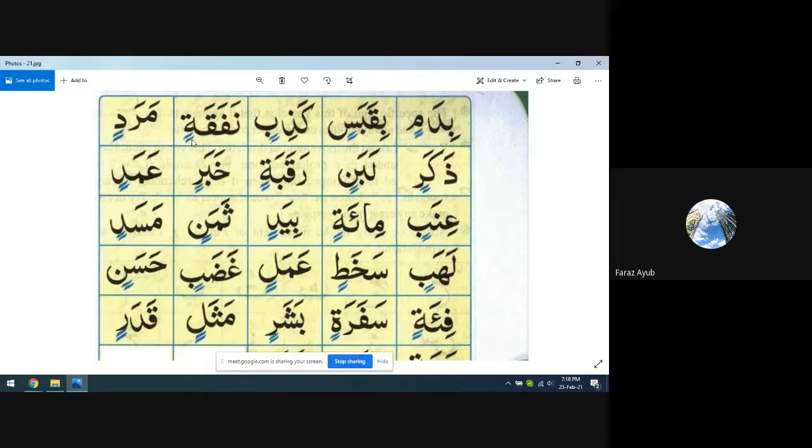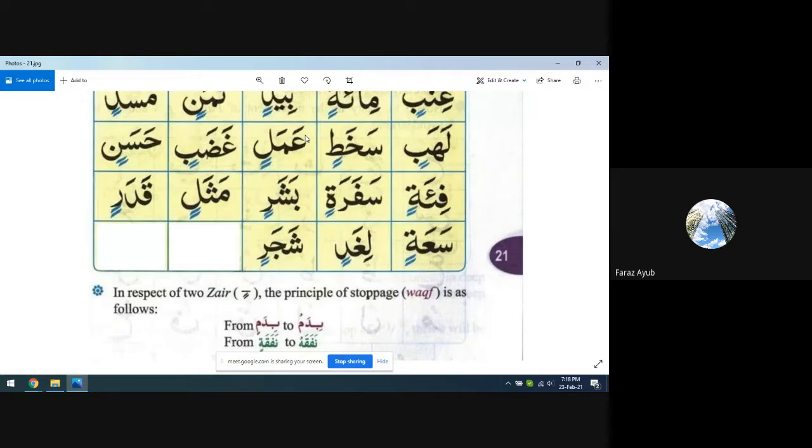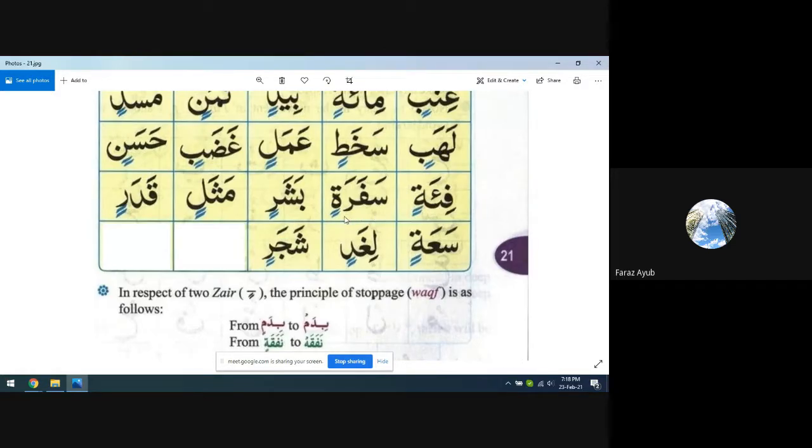This is nafaqatin. But if you want to stop on it, if you want to waqf on it, then this ta becomes ha, and nafaqatin becomes nafaqah. Just like here, raqabatin becomes raqabah. Just like here, safaratin becomes safarah.